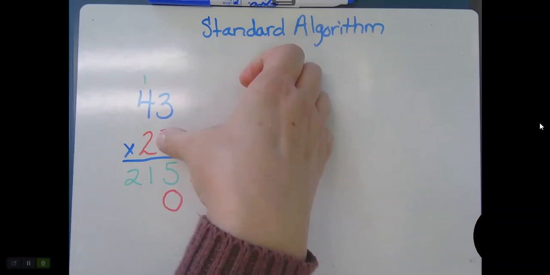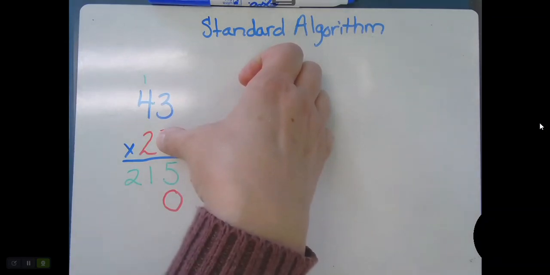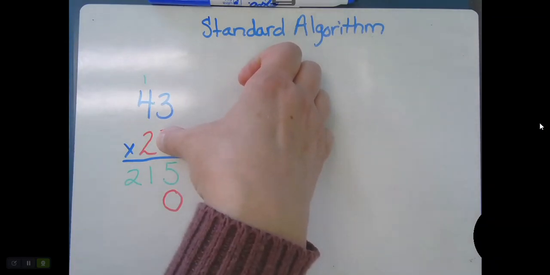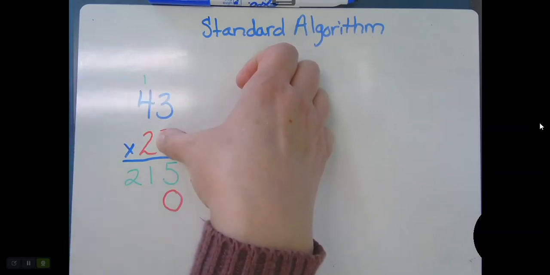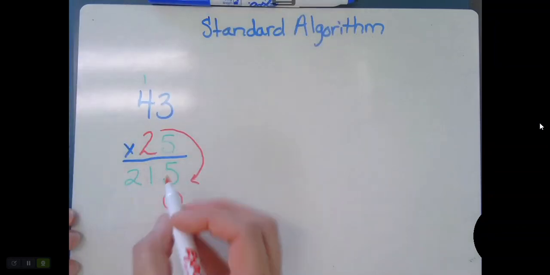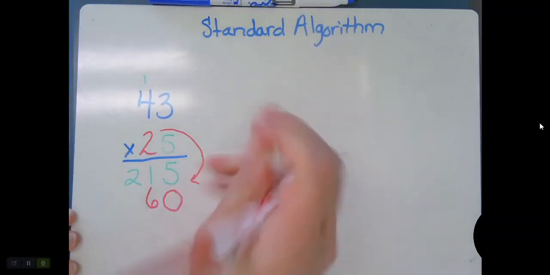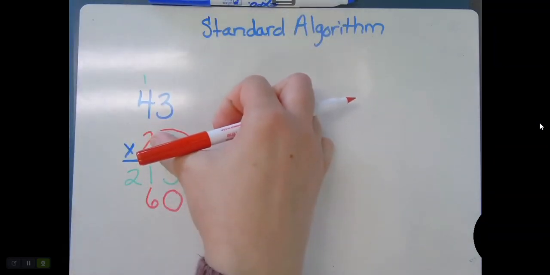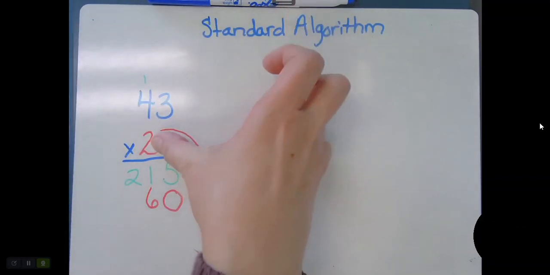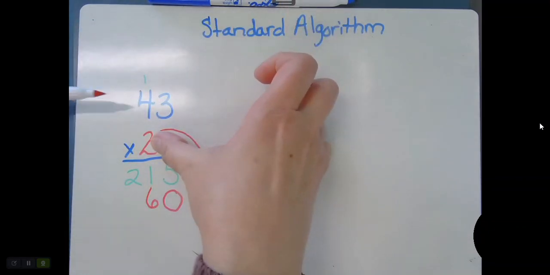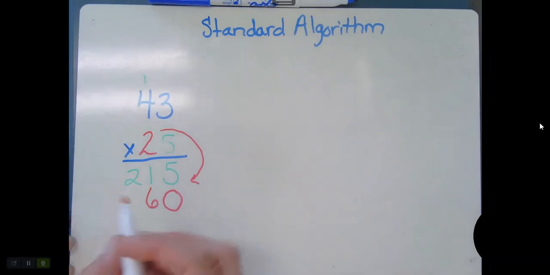Now I'm multiplying my two-digit factor 43 times my one-digit multiplier of 2. Same process. I'm going to start with my 2, my multiplier, times my ones place. So 2 times 3 is 6. I'm going to write that next to the 0. And then I'm going to go from my multiplier to my tens place. 2 times 4 is 8. And I'm going to write that down in my problem.